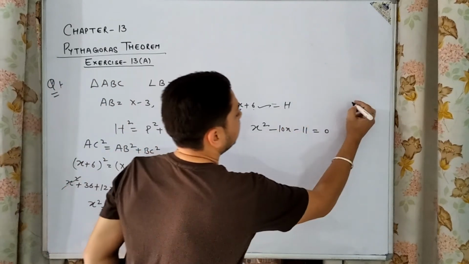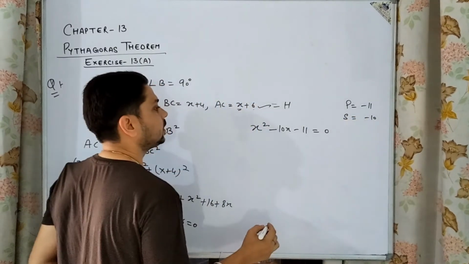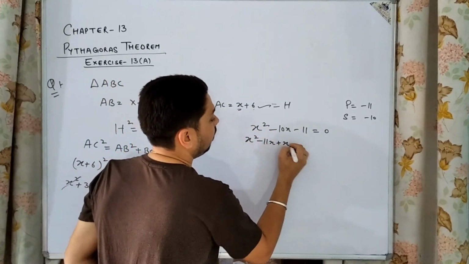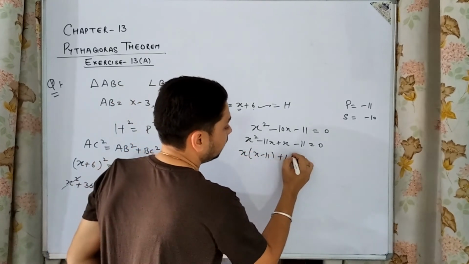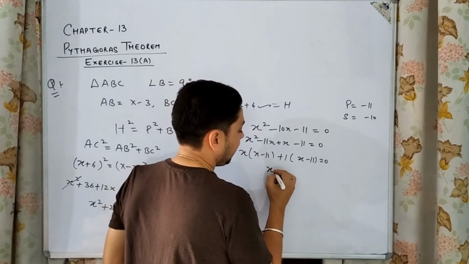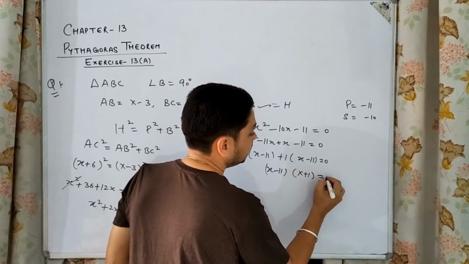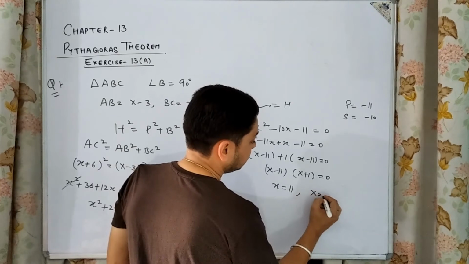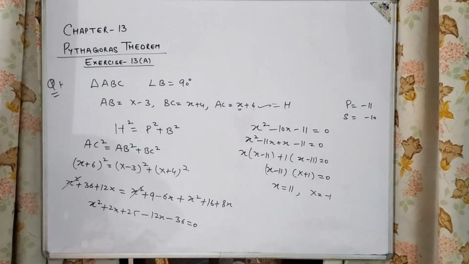Make a factor of this. We need product equal to minus 11 and sum equal to minus 10. So two factors are minus 11 and plus 1. x square minus 11x plus x minus 11 is equal to 0. So take x common, x minus 11, plus 1 common, x minus 11, this is equal to 0. What we have, x minus 11 into x plus 1, this is equal to 0, x is equal to 11 and x is equal to minus 1 here.